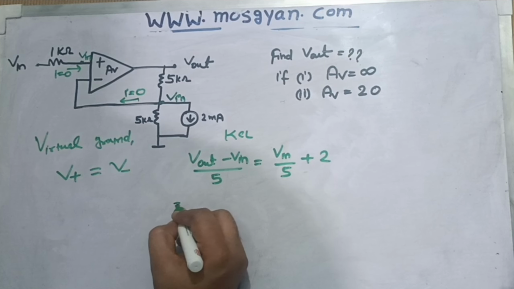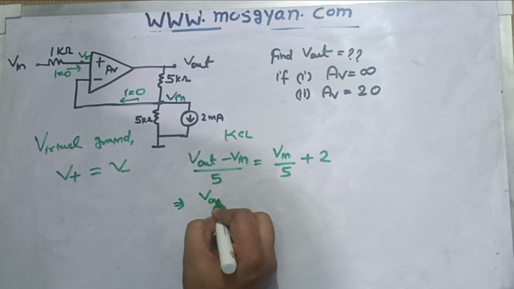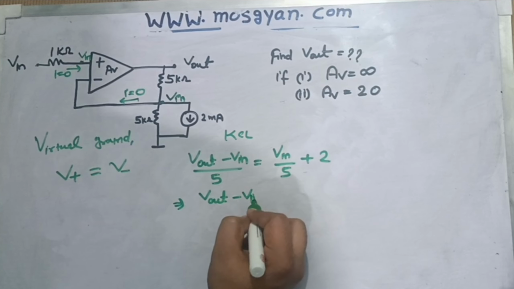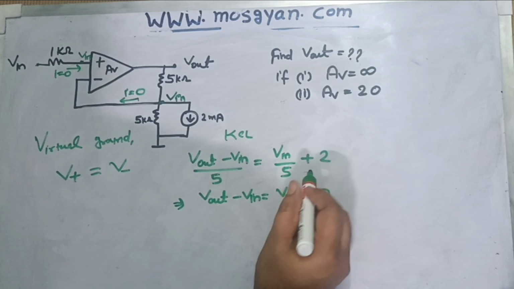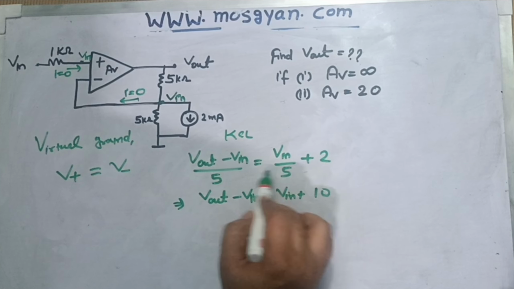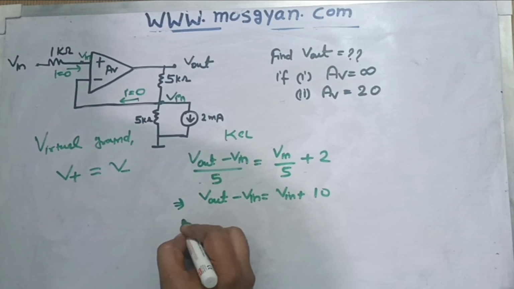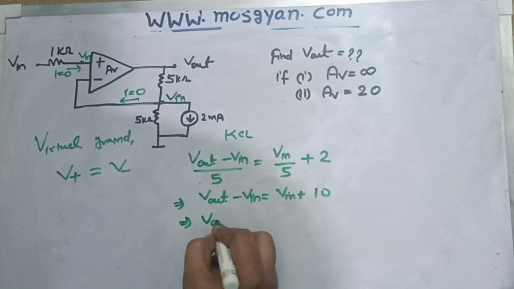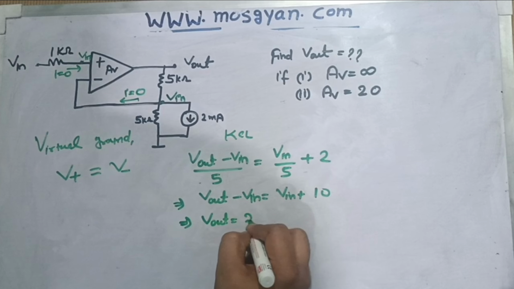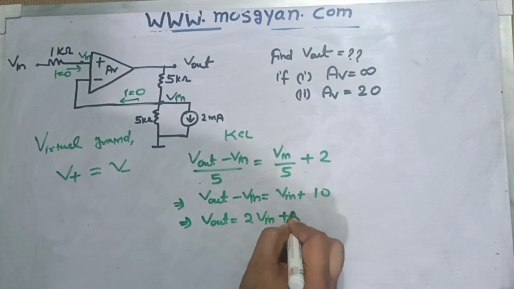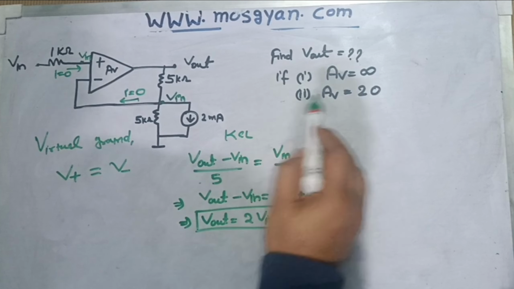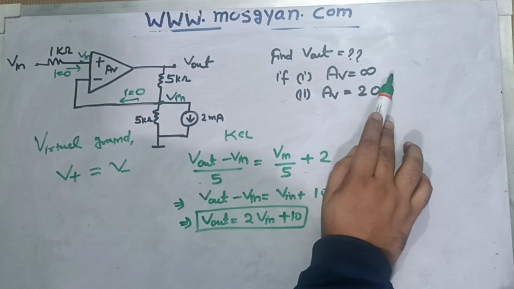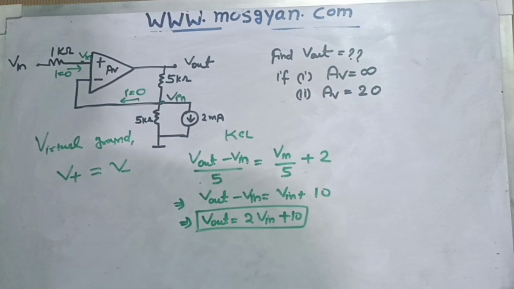If I solve it further, we can write V out minus V in is equal to V in plus 10. We have taken the LCM, so it will become 10 and the 5 will cancel out. Now I can write V out would be equal to twice V in plus 10. This would be the answer of V out for the first case where we are assuming the gain of this op amp is infinite and it is behaving as an ideal op amp.